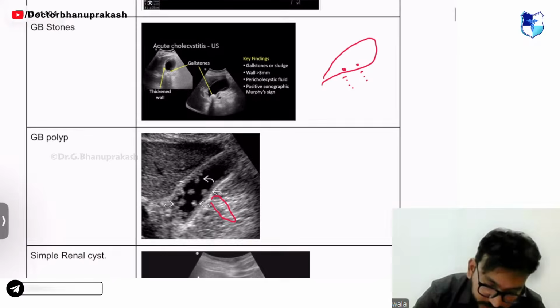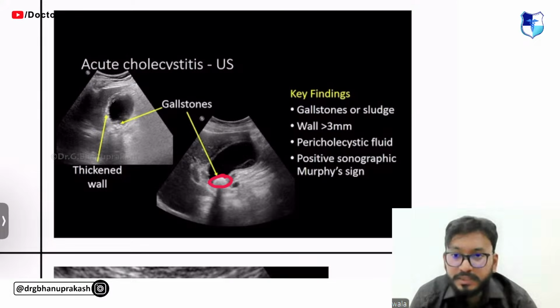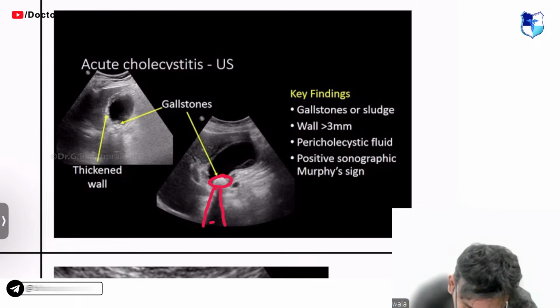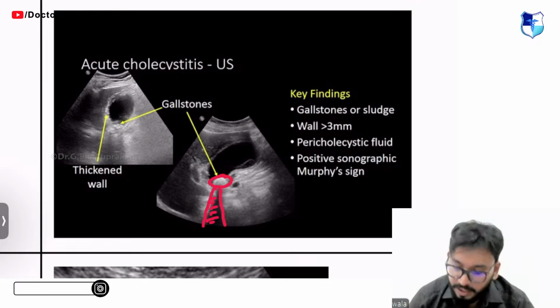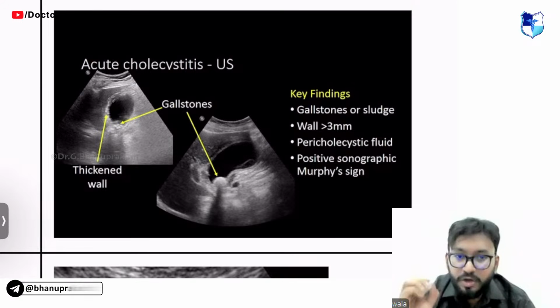Look at this carefully, guys. Do you see a white area here? Yes, this is a gallstone. How do I know it? Because posteriorly, it is casting a black shadow. I'll erase this so you can see it again. Look at this, guys. This is a gallstone.